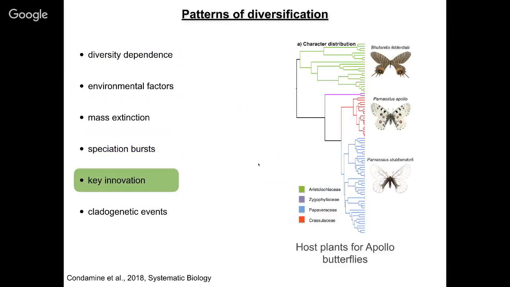Another type of pattern of diversification that we're interested in is key innovations. Key innovations are events that happen along a specific lineage, and due to that key innovation event, that new lineage or that new clade that is forming has a different rate of speciation and extinction.